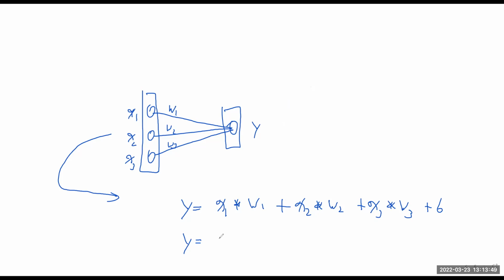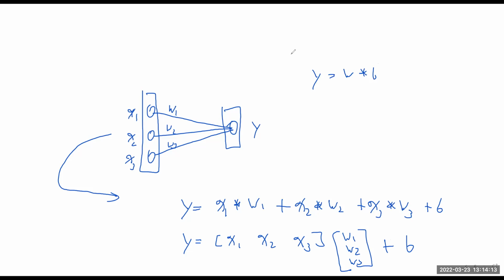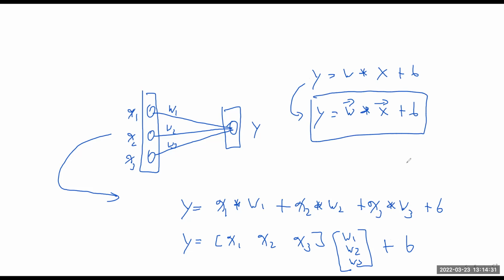So really, this can be x1, x2, x3 times W1, W2, W3 plus B. You guys see that? And so really, our original equation Y equals W times X plus B now is just the vector formulation of it, which is going to be W vector times X vector plus B. And that's where NumPy shines.